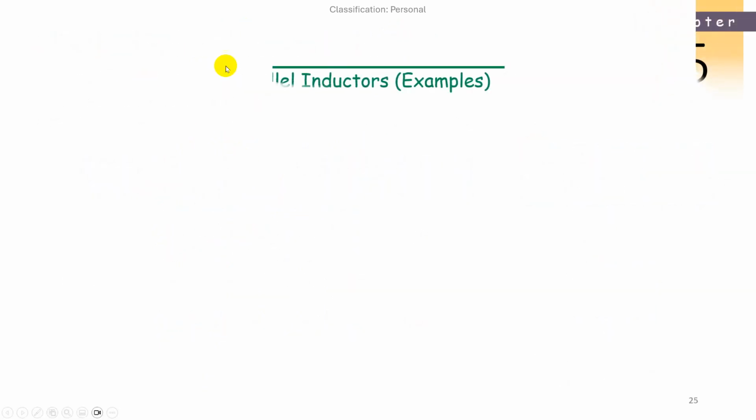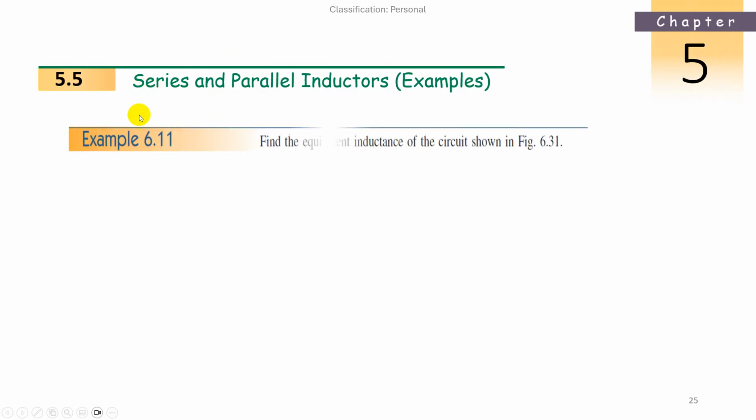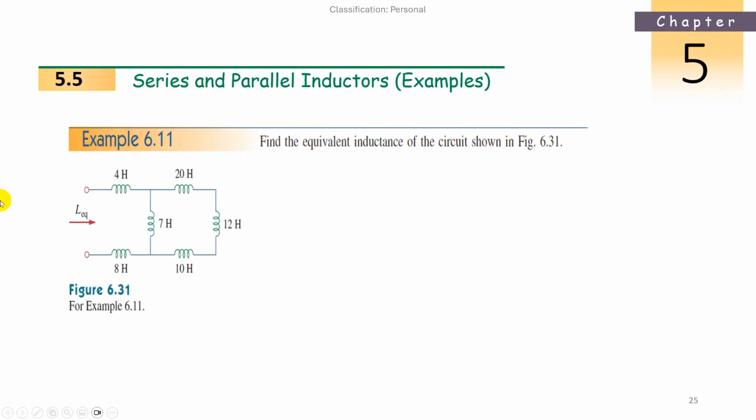So we have another example. Find the equivalent inductance of the circuit shown. We are asking for the equivalent from the left side. So where do we have to start? From the right side. If it is asking for the inductance, resistance or capacitance on the left side, then we have to start from the right side. So be careful with this one. We need it on the left side, so we have to start from the right side.